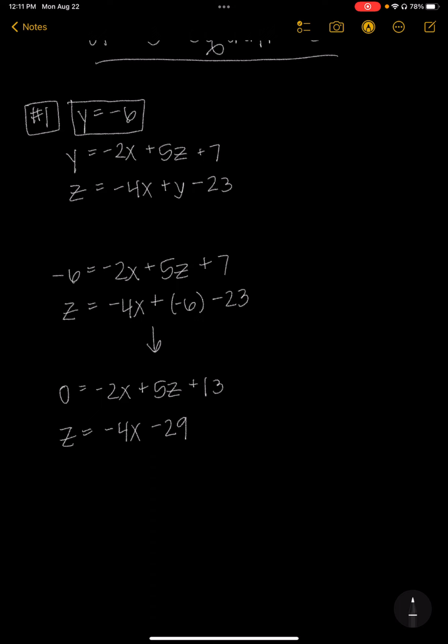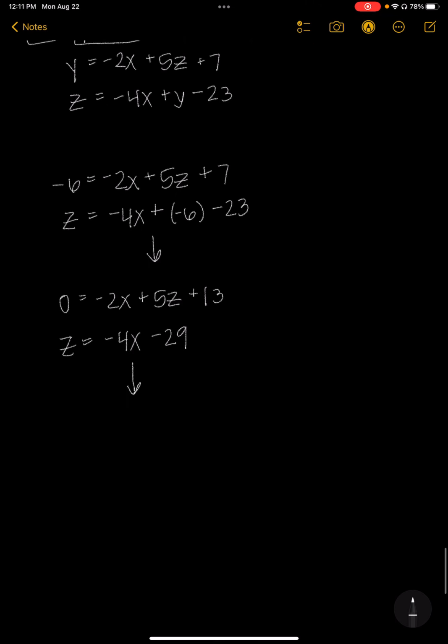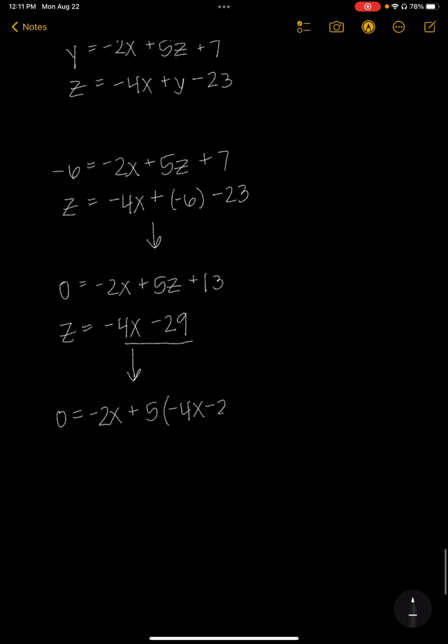Okay, so now, once again, we're going to use substitution, just like we substituted the negative 6 in for the y's. We're going to take that second equation that we have now, that z equals negative 4x minus 29, and substitute it in for the z in the top equation. So we're going down to one equation, and it's that top equation, 0 equals negative 2x plus 5, but instead of saying z, I'm going to replace that z with what I know that z is equal to, which is that negative 4x minus 29. And then we've got that plus 13 at the end.